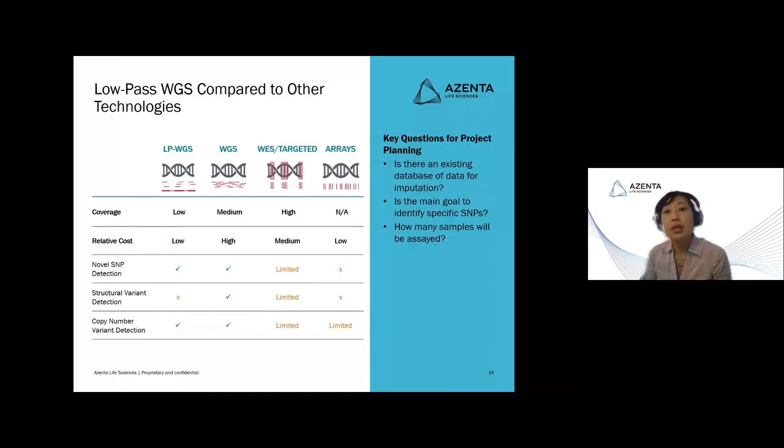So keep these questions in mind when you plan your experiment. Is there an existing database of data for imputation? If not, a standard whole genome method might be more appropriate if you need a more detailed genotype. Is the main goal to identify specific SNPs? If yes, a targeted approach to ensure that your SNP of interest is physically covered might be a better fit. However, if you're fine with inferring the SNP call or the SNP ID through imputation, then low pass could still be acceptable. And then think about how many samples you are going to test.